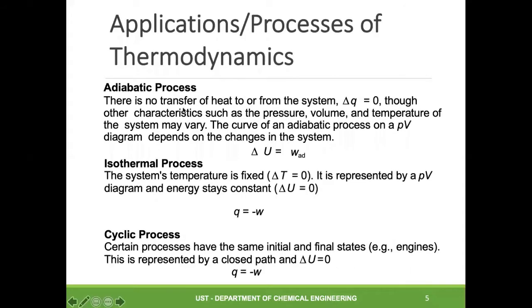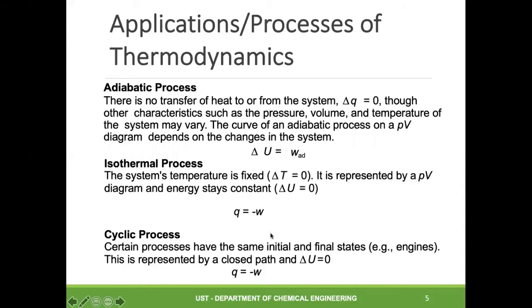Adiabatic process: there's no heat transfer to and from the system, so delta Q or Q is equal to 0. In terms of the PV diagram, the curve of an adiabatic process will depend on the change of the system. So delta U is equal to work for adiabatic. For isothermal, since delta T is equal to 0, delta U becomes 0, so Q is equal to negative W.